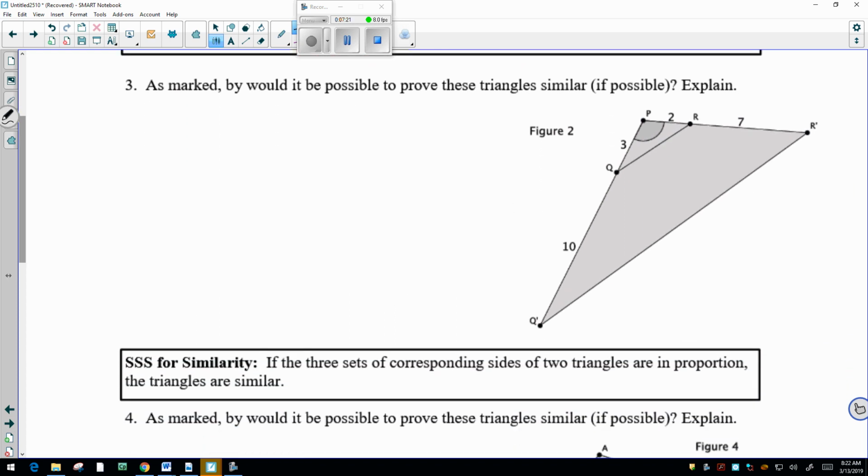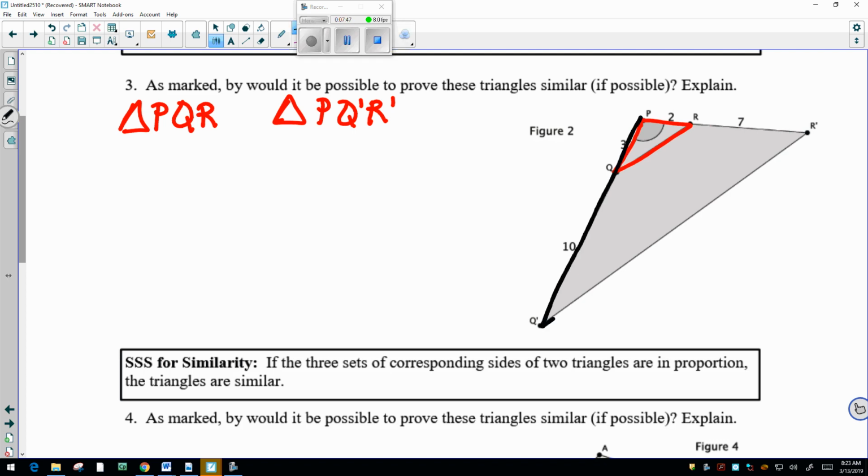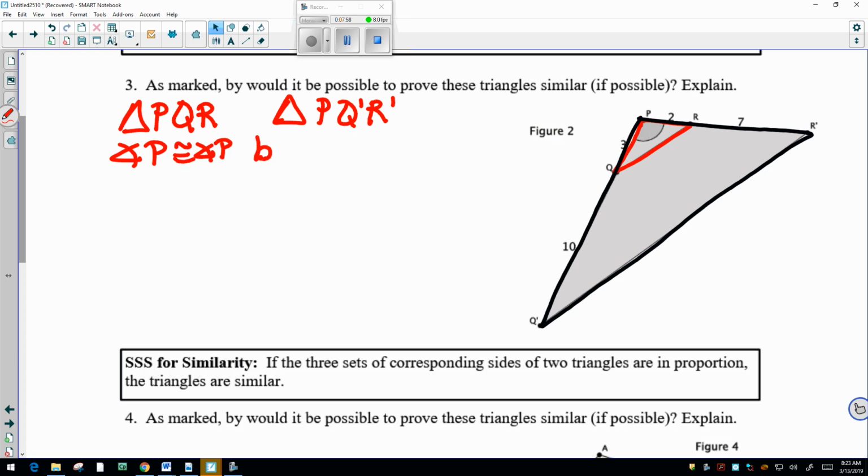Okay, so with that in mind, it says, as marked, would it be possible to prove these triangles similar? So the triangles we're trying to prove similar would be triangle PQR and triangle PQ prime R prime. So I can see little triangle, big triangle. So the nice thing with them, if I take a look at the two triangles, they're overlapping. And with them being overlapping triangles, that automatically gives us that congruent angle by that reflexive property. So I could say to begin with, angle P is congruent to angle P, and that's our reflexive property.